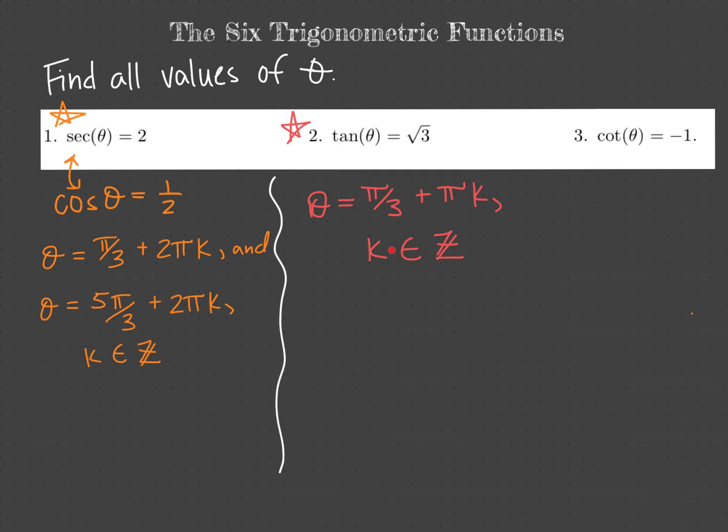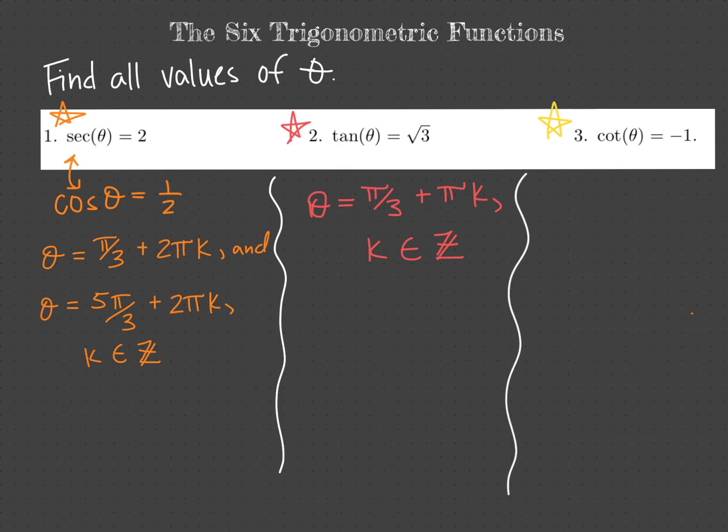Again, this is saying k is an element of the set of integers. You could also write out "k is an integer." This is getting all of the solutions that we want, both pi over 3 and 4 pi over 3, since they are a symmetric amount apart on the unit circle.